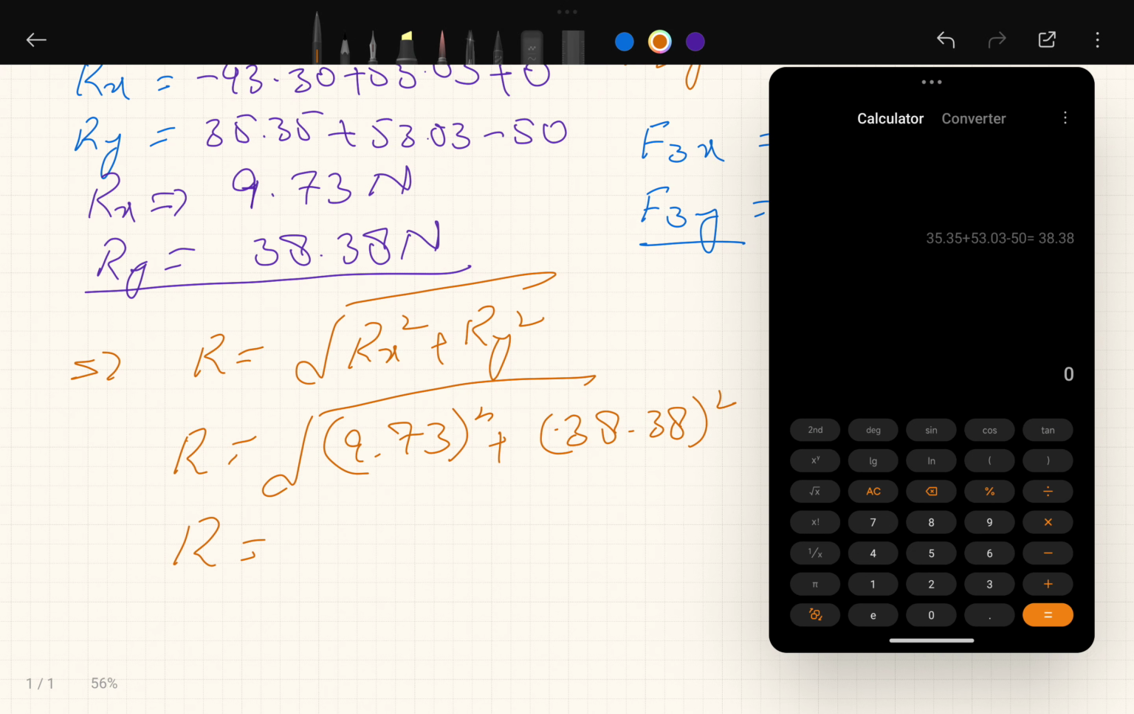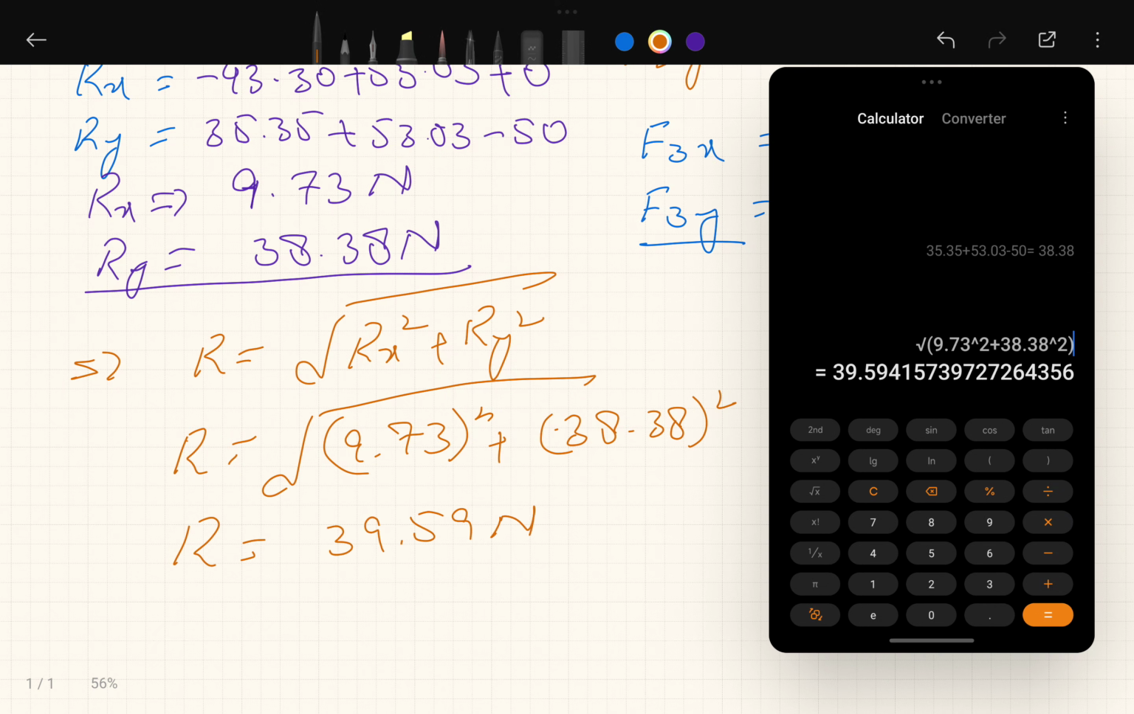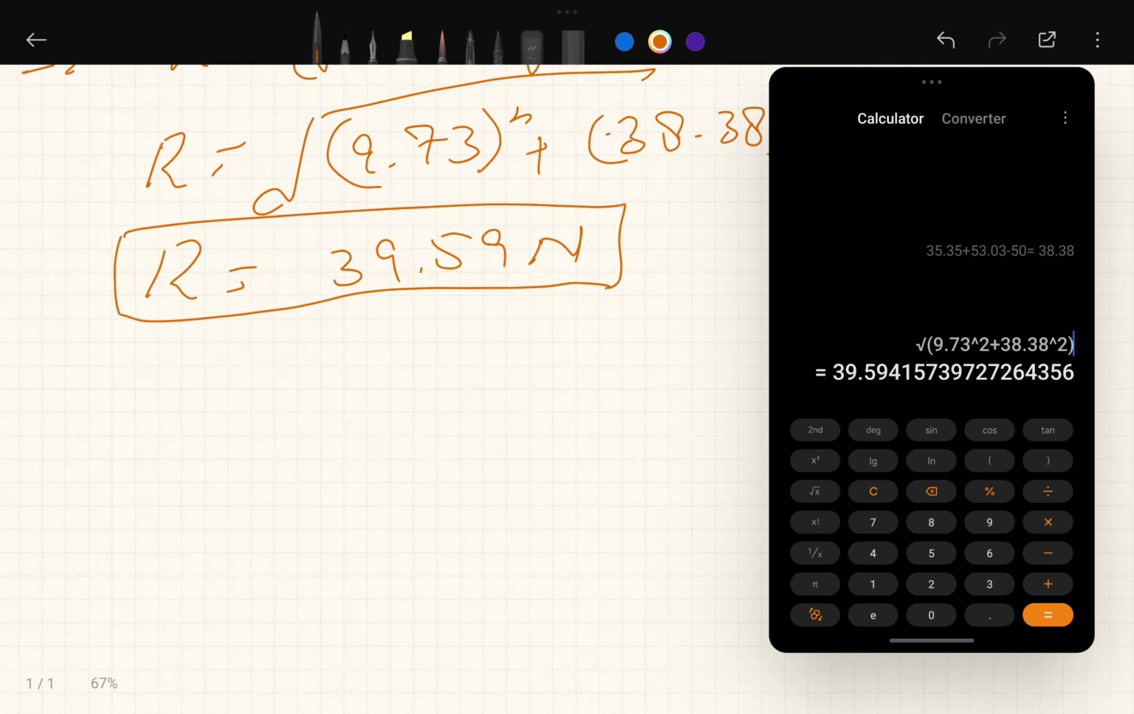Let me calculate it. So we got the square root of 9.73 squared plus 38.38 squared, and then I close the bracket. This gives us 39.59 newtons. Now we do not know the direction of it yet, so to calculate the direction we are going to use the fact that tangent theta is equal to Ry divided by Rx.